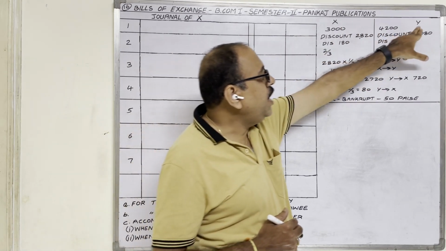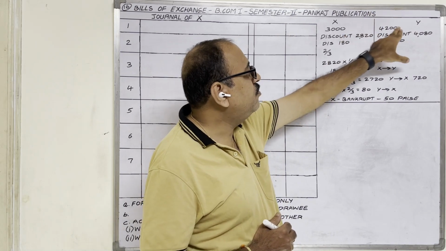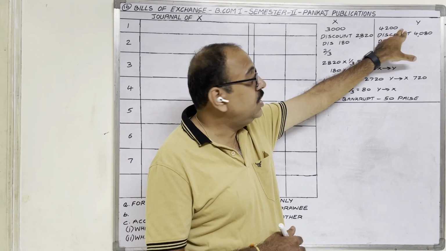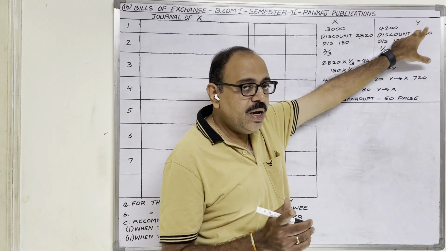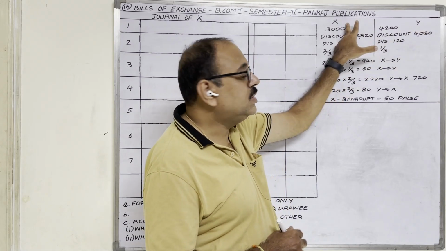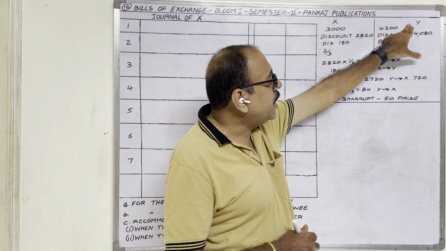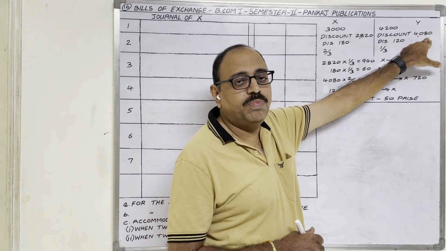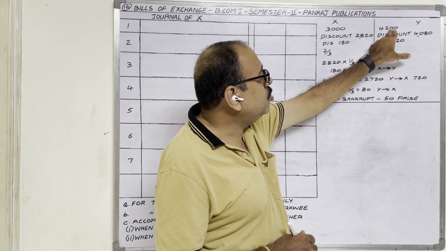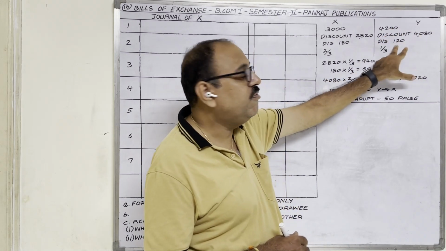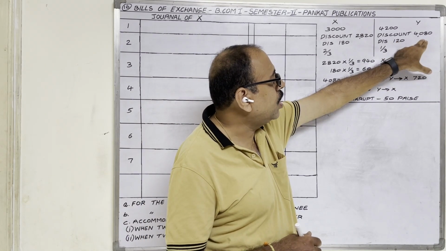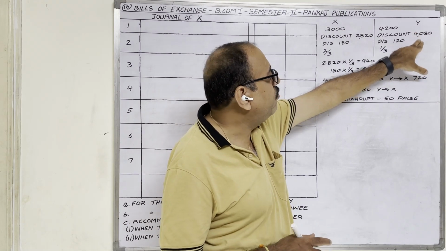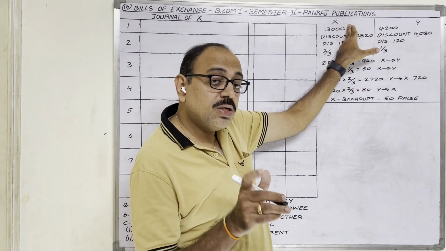Similarly, Y prepared a bill on X for 4,200 rupees and received acceptance from X. So for this second bill, Y is the drawer because he is preparing the bill, and X is the drawee. After receiving the acceptance, Y discounted this bill with the bank for 4,080 rupees. Discount loss is 4,200 minus 4,080, 120 rupees. In these proceeds also, Y has to keep 1/3 amount and the remaining 2/3 Y should give to X. In discount loss also the same.